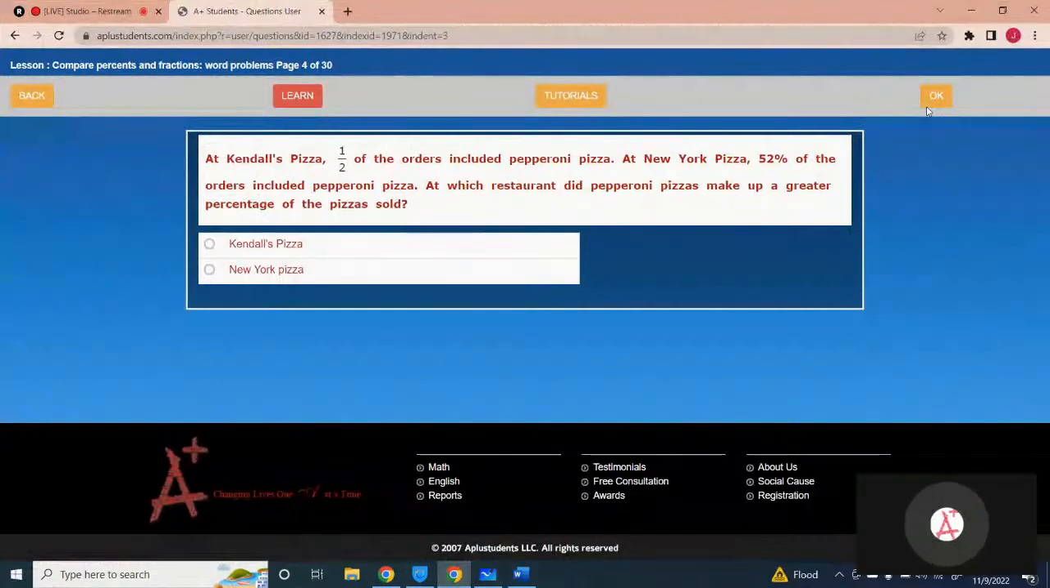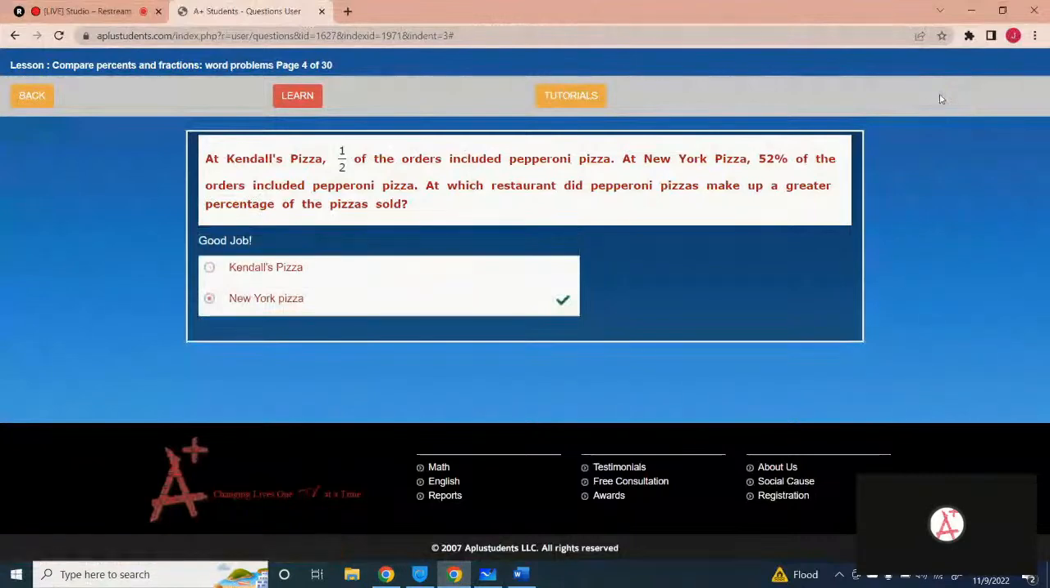Okay, at Kendall's Pizza, half of the orders included pepperoni pizza, and at New York Pizza, 52% of the orders include pepperoni pizza. At which restaurant did pepperoni pizza make up a greater percentage of the pizza sold? So, which of them is the correct option? Half of the orders means 50% of them are pepperoni. Got it? So, who has the greater value? New York Pizza. Got it? So the correct option is New York Pizza. Just select the correct option and click on the OK button.